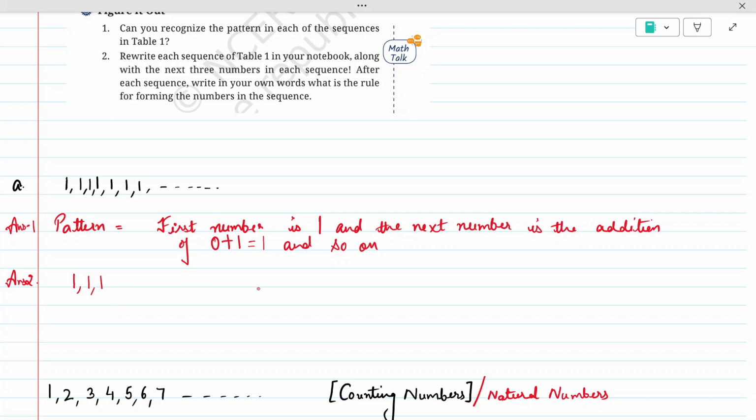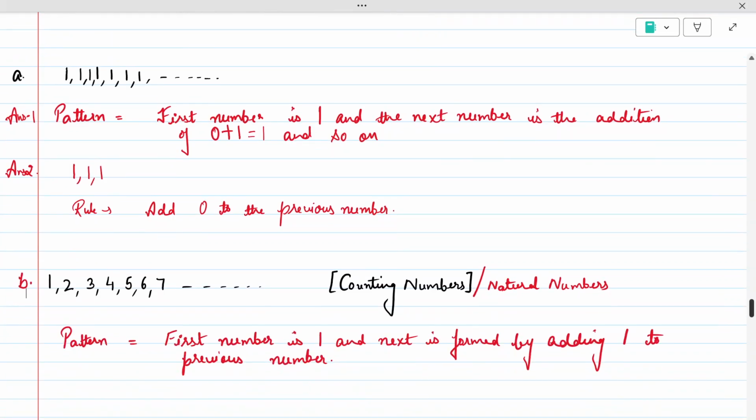So the rule is same, I'm writing here the rule: add 0 to the previous number. Okay, we are adding 0 to the previous number in all ones. Next is the second sequence here, which is counting numbers or the natural numbers.